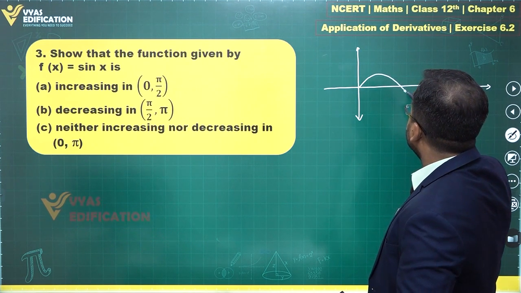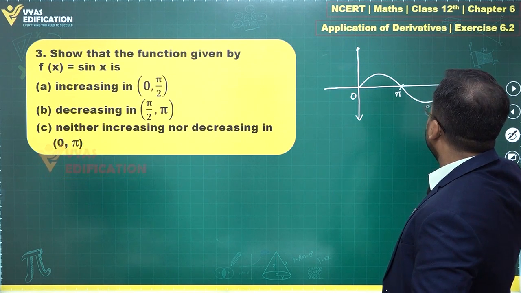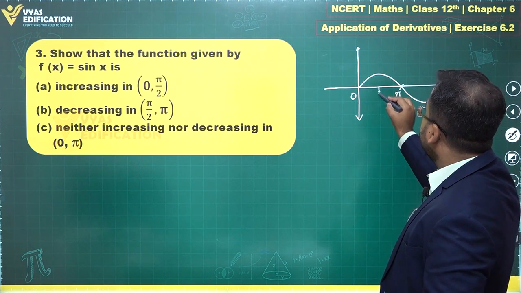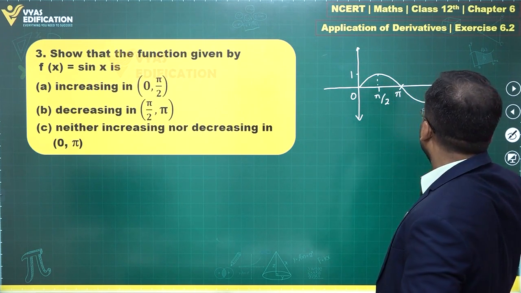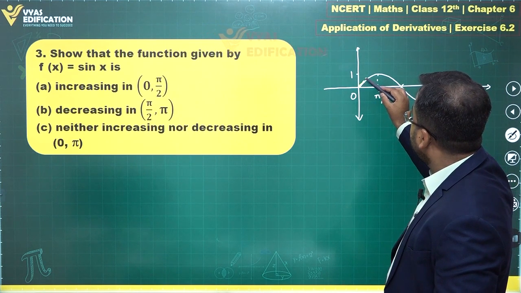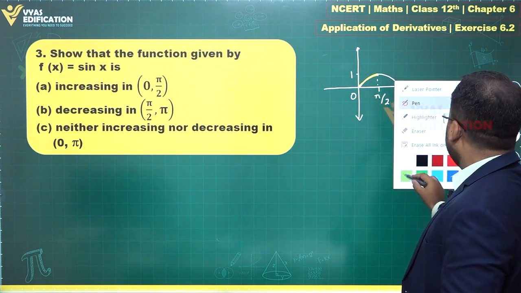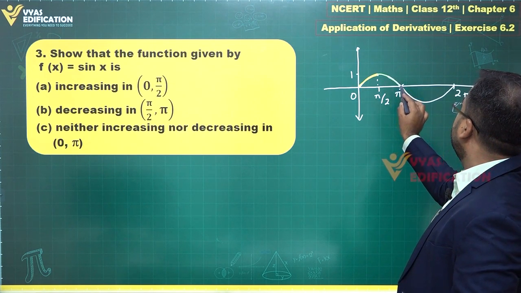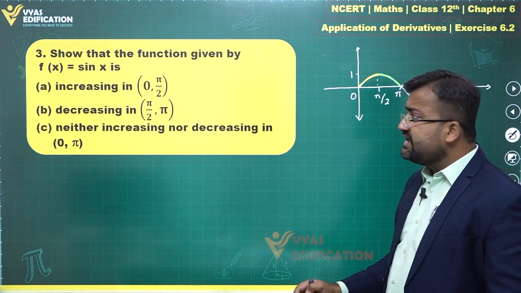Fx equals to sin x. So this is the function sin x. This is 0, this is pi, this is 2 pi. This here is pi by 2. Okay, this is the peak, this here is 1. Do you observe that the function is continuously increasing from 0 to pi by 2? Then after that the function is decreasing from pi by 2 to pi. Can you observe that? Yes, that's what the person is saying.